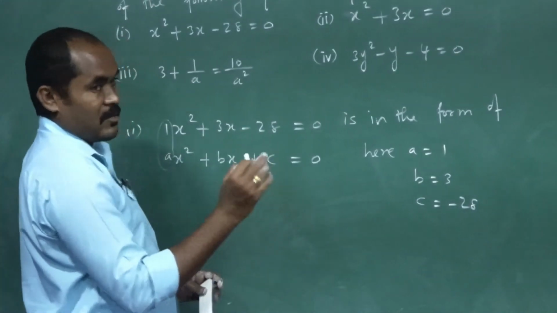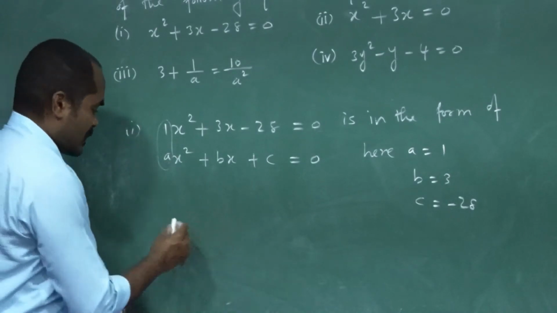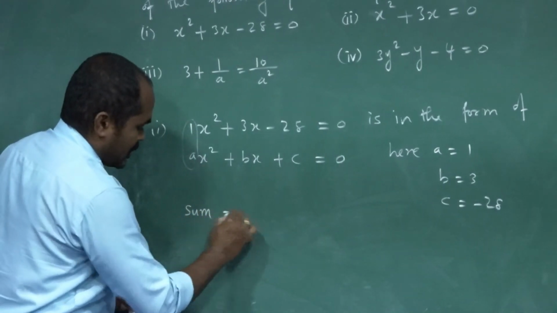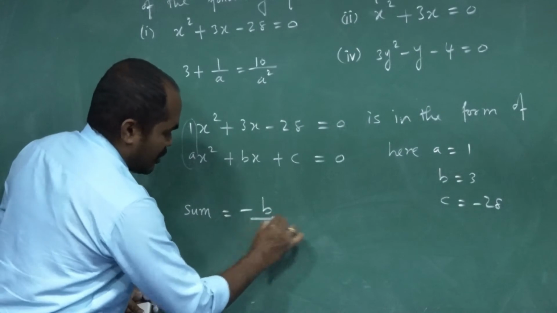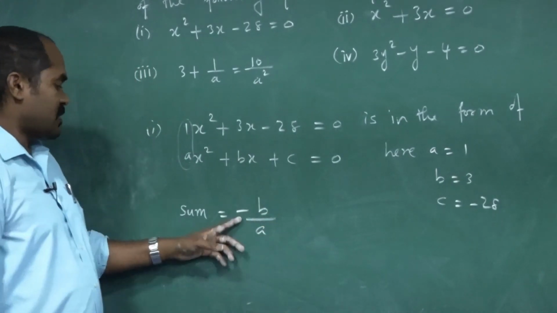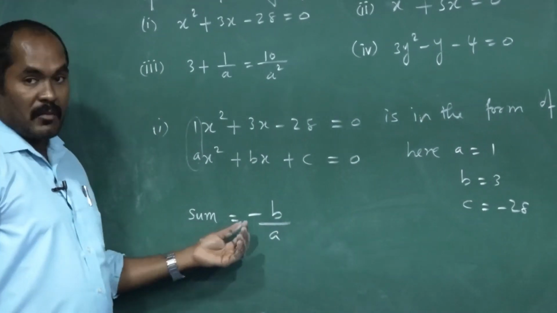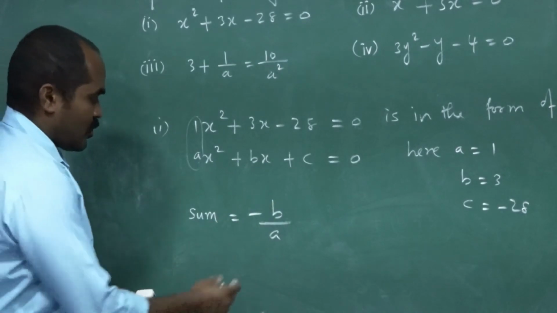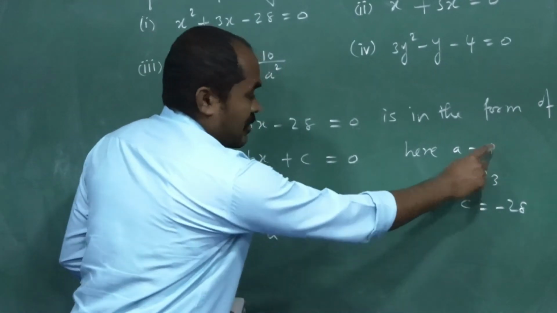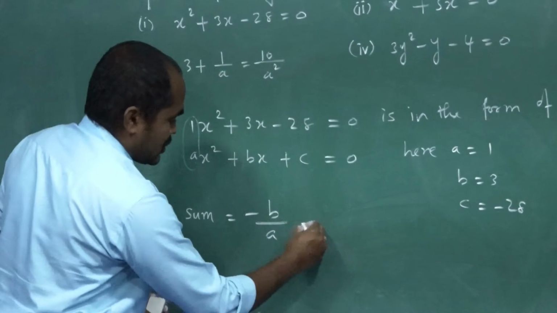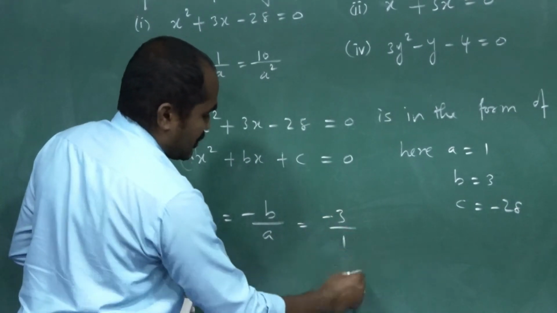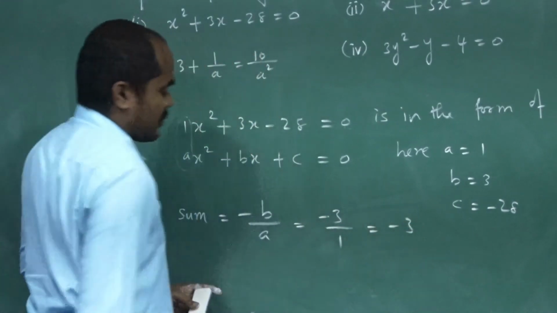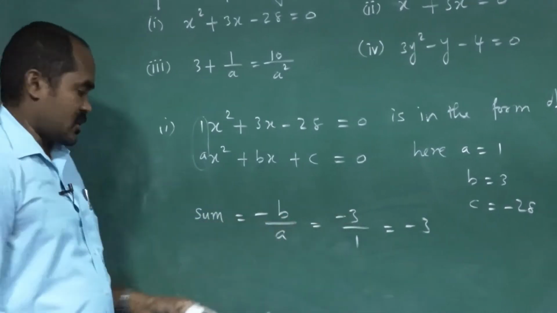You know the formula: sum of roots is -b/a. This minus is very important. Sum of roots means -b/a. You know b value is 3, a value is 1. So this is -3/1, which becomes -3. So the sum of roots is -3.